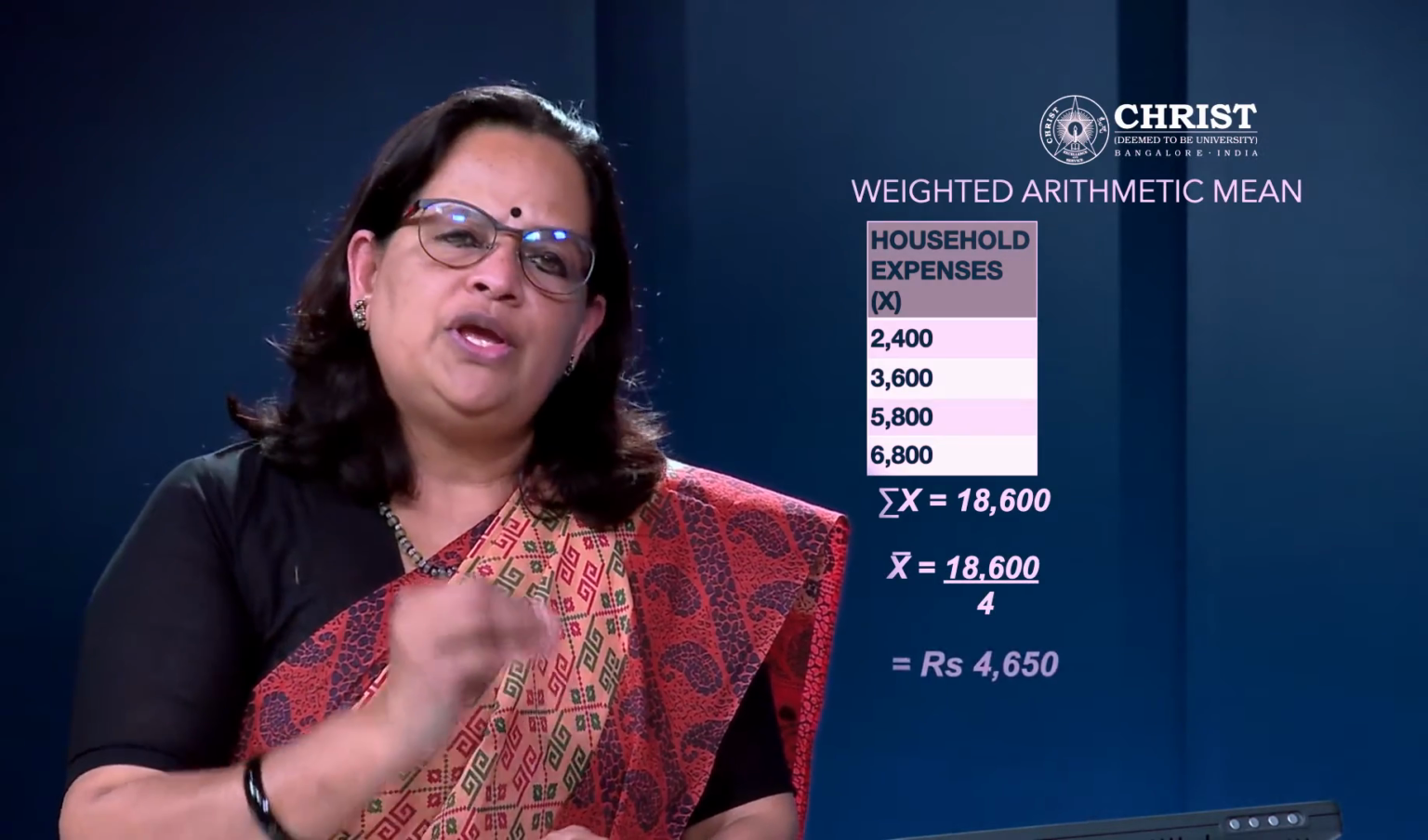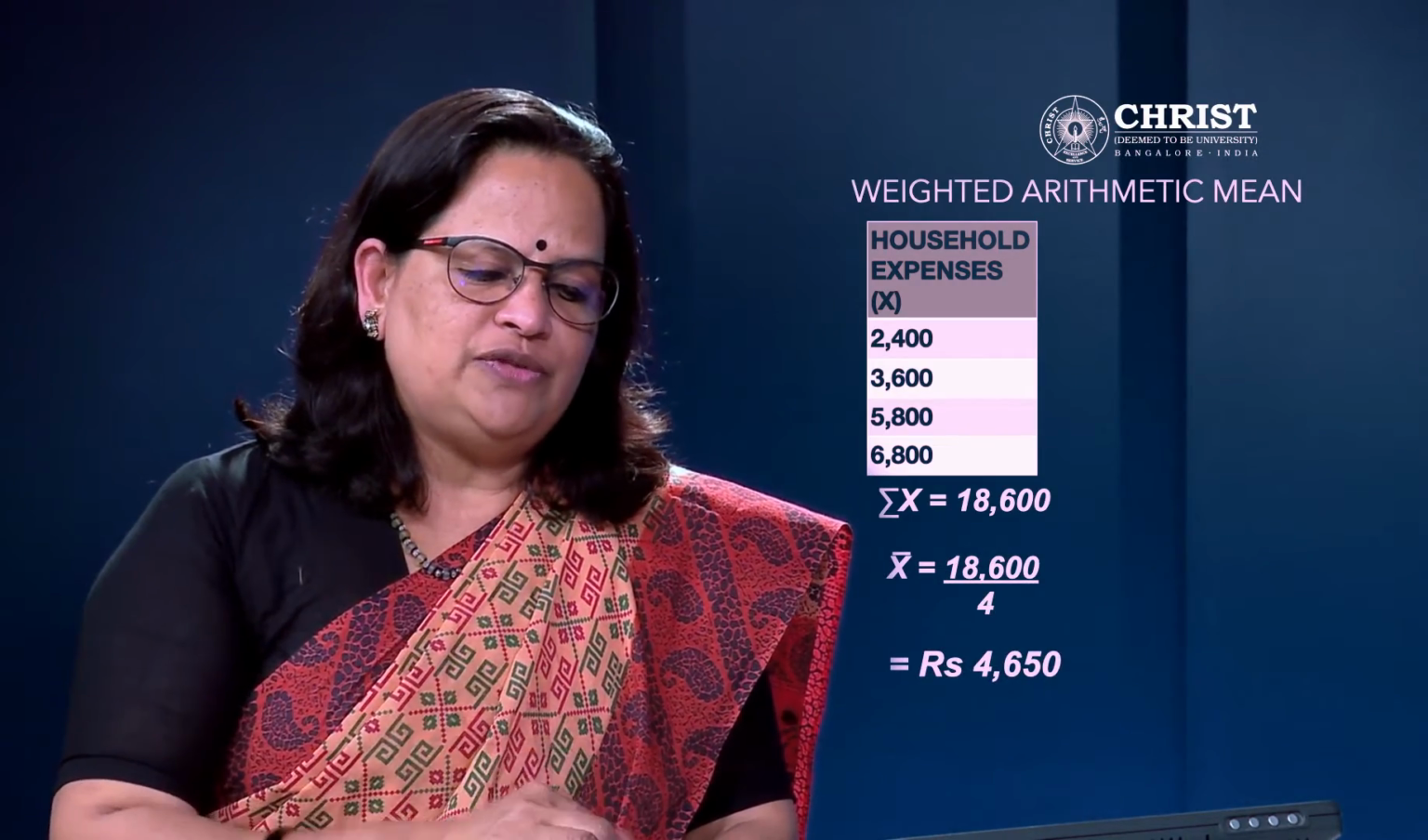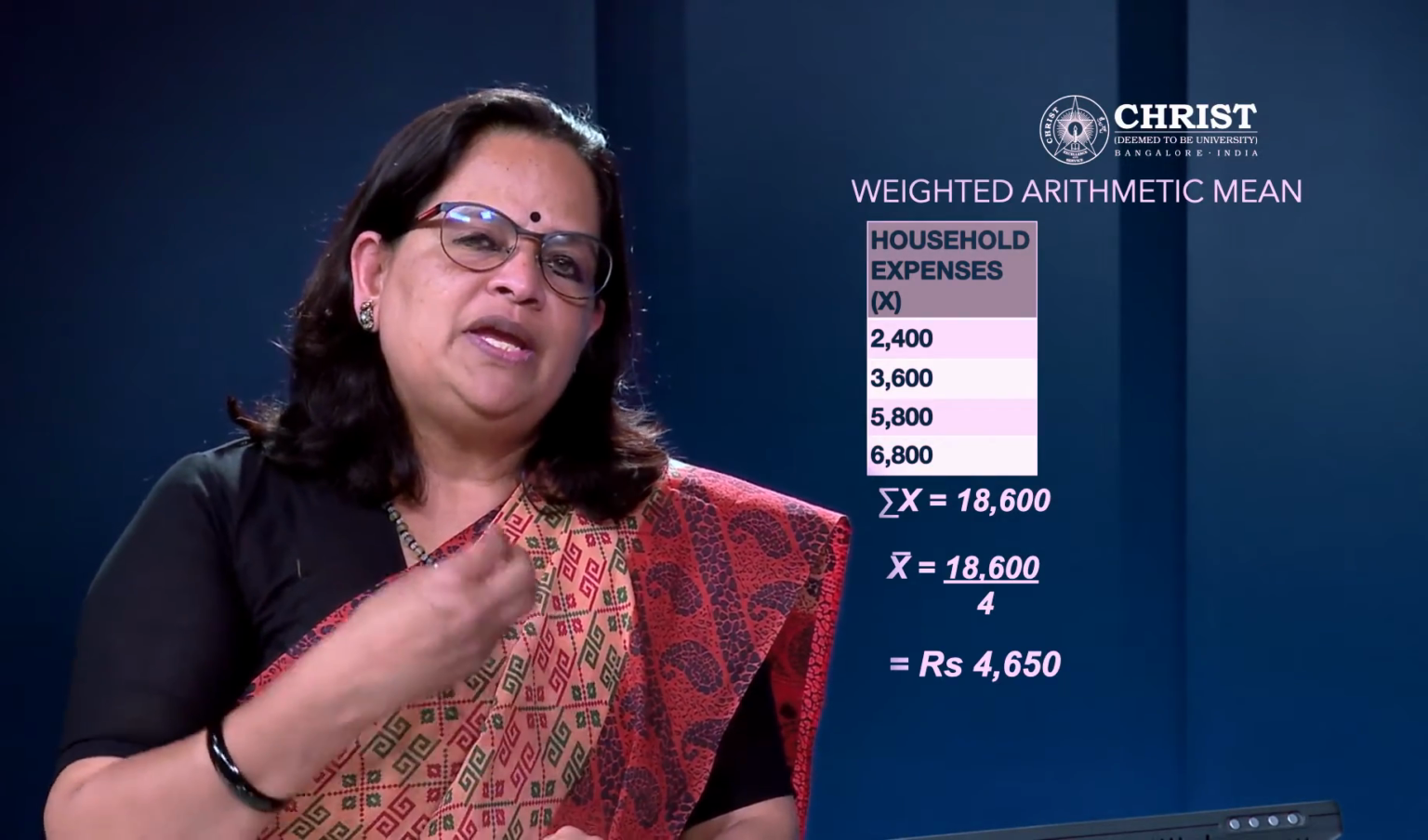In the computation of arithmetic mean, we are giving equal importance to each observation in the series. For example, if you are taking the household expenses of 4 houses, the first is 2400, the second 3600, then 5800 and 6800. If you take the total of these 4 household expenses, that is 18600 divided by 4, you will get 4650.